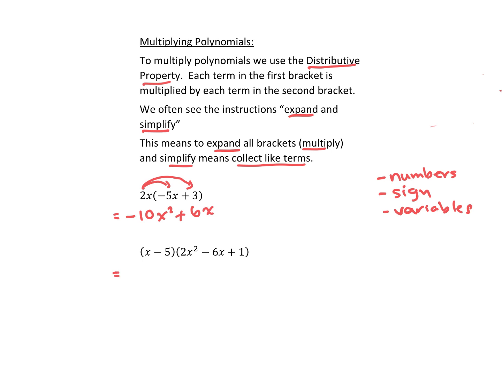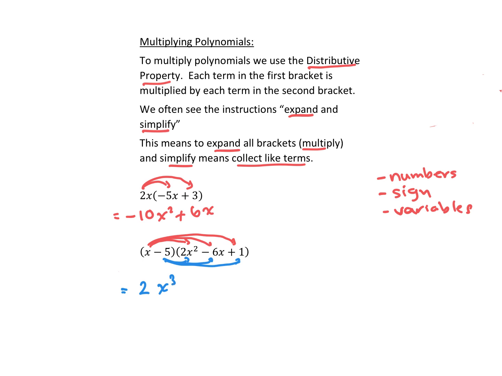In this example, we have 2 terms in the first bracket, 3 in the second. So there are going to be 6 terms to multiply together. So we need to multiply the x by each term in the second bracket, and then we're going to multiply the 5 by each term in the second bracket. So there will be 6 terms to multiply together. So we have 1 times 2 is 2, and we have x times 2x's is 3x's.